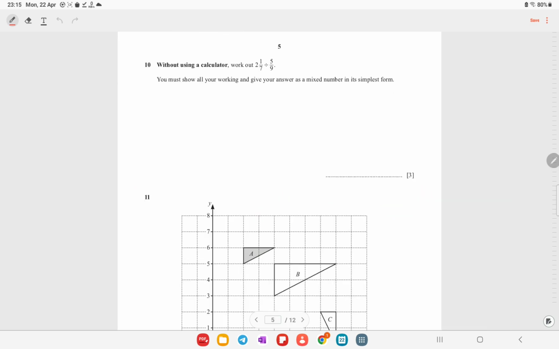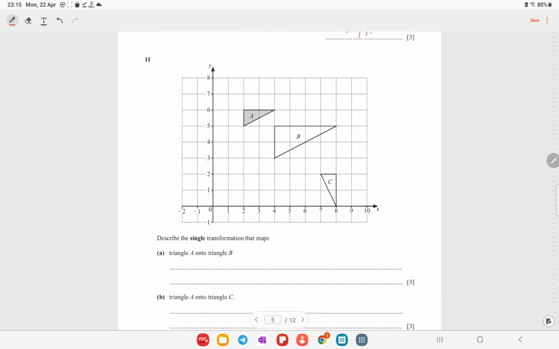Okay, work out without using the calculator. You need to find the answer to: 7 times 2 is 14, 14 plus 1 is 15, so 15 upon 7 divided by 5 upon 9. When there is a division sign, you have to flip this. 5 times 1, this is going to be 3. 3 times 9 is 27 upon 7. So this is your final answer. Or you can convert it into a mixed number by writing 3 times 7 and the remainder is 6. So this is how you can write it out.